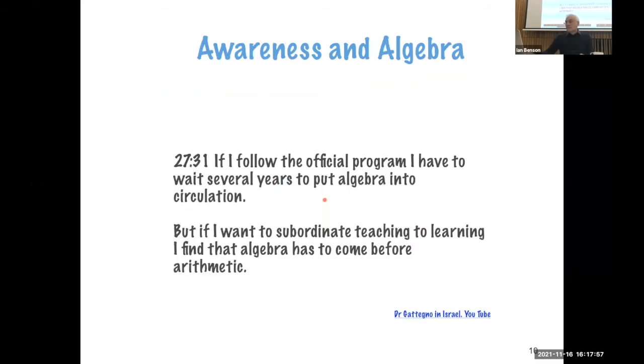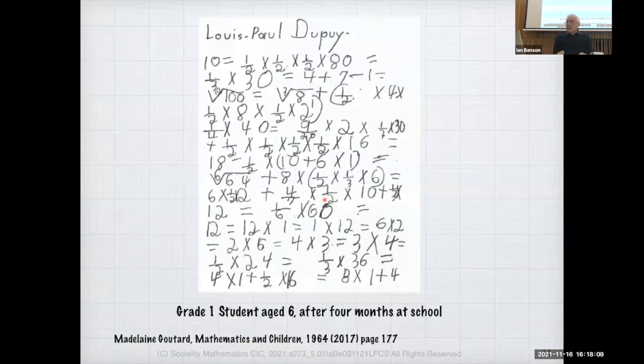So what Gattegno said was, if you're going to change teaching to subordinate it to learning, then you have to teach algebra first before arithmetic. And you can see here in this slide, which I'll spend a second or two elaborating, this is work that was reported from 1964 of a student in grade one in Canada, age six, after 4 months of work with the textbook and the rods.